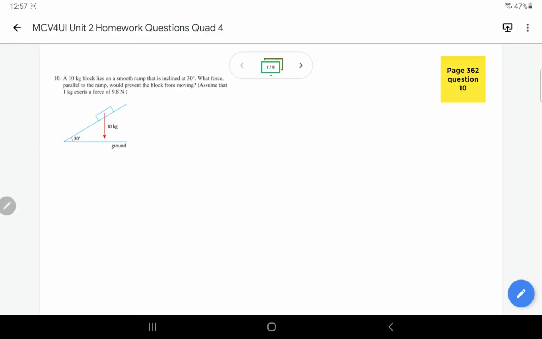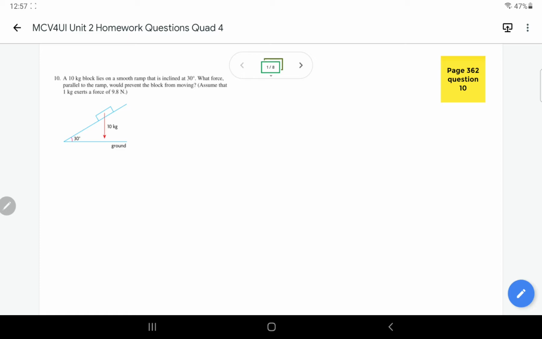First question is page 362, number 10. And here we've got a 10 kilogram block lying on a smooth ramp that's inclined at 30 degrees. What force parallel to the ramp would prevent the block from moving? Assume that 1 kilogram is 9.8 newtons.